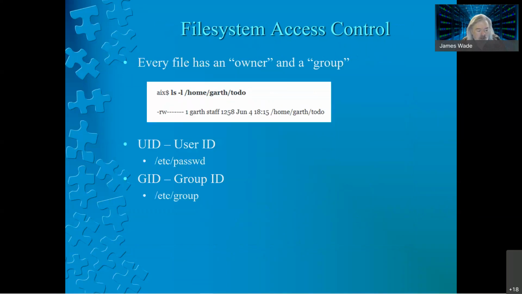Every file that is created, as well as directory, has an owner and a group. We just discussed that when you do an ls -al, you'll notice here's the owner, in this case Garth, and here's the group, staff. Now, these are names that we recognize, but in reality, these are associated with a UID, a user ID, and a group ID.